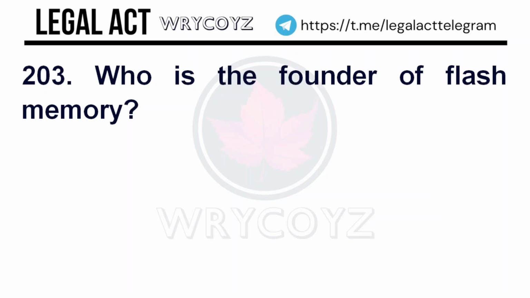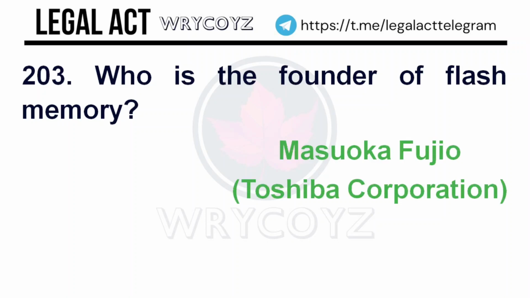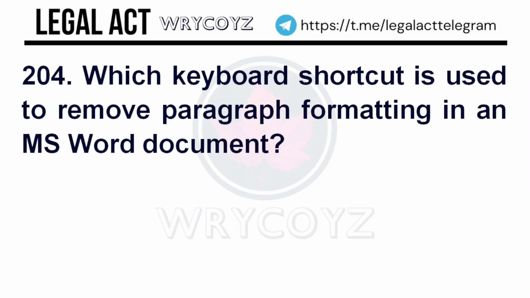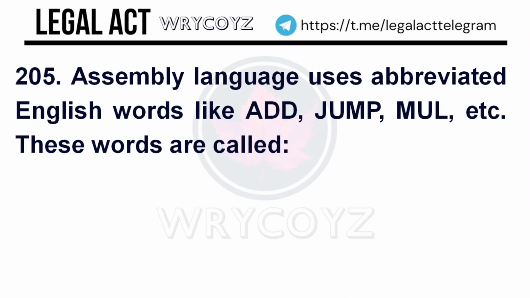203. Who is the founder of flash memory? The answer is Masao Fujio, Toshiba Corporation. 204. Which keyboard shortcut is used to remove paragraph formatting in an MS Word document? The answer is Ctrl plus Q. 205. Assembly language uses abbreviated English words like ADD, JUMP, MUL, etc. These words are called. The answer is mnemonics.